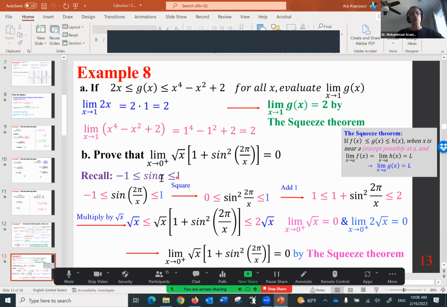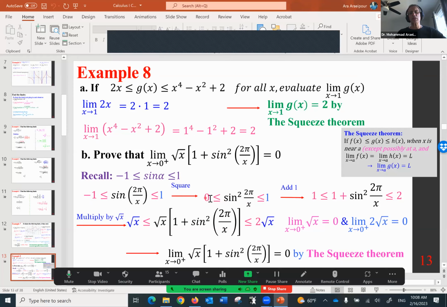So we know that sine is between -1 and 1. So it doesn't matter the sine of alpha, whatever the argument may be, sine of alpha or sine of 2 pi over x makes no difference, it stays between -1 and 1. So when we raise it to the second power, of course, 1 squared becomes 1, but it is important to know if you have a negative number, it ends up being positive. So you have to go from 0.